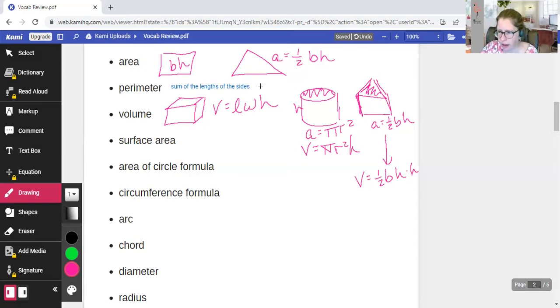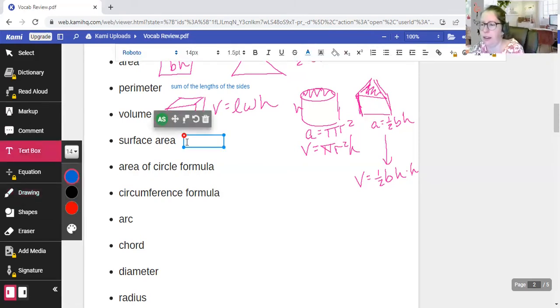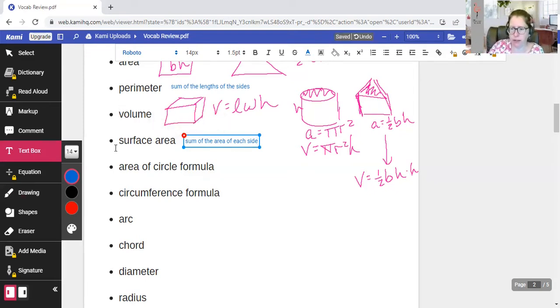All right, then we hit surface area. So surface area is the, let me get my text again. It is the sum of the area of each side. All right, so you're going to just find the area of every single side of the shape and then add them all together. When I think about this, I think about a fish tank. Volume is the water in the fish tank, and surface area is the glass around it, if a fish tank had a glass top as well, right?